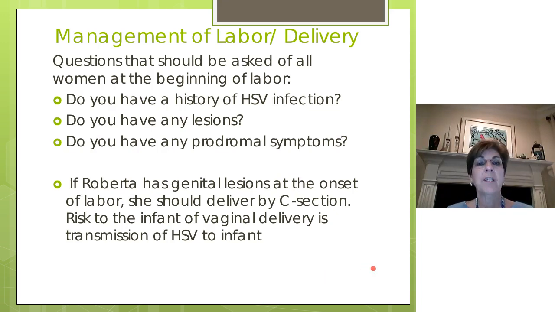Okay, management of labor and delivery, questions that should be asked. Do you have a history of herpes infection? Do you have any lesions? Do you have any prodromal symptoms? If she had lesions at the onset of labor, she should have a C-section, and the risk to the infant of vaginal delivery is transmission of herpes to the infant.